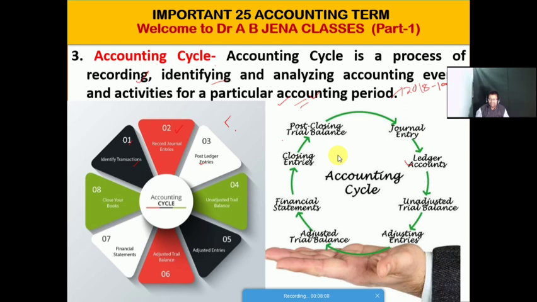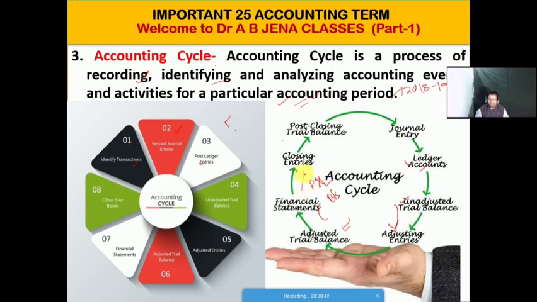After that there will be the ledger accounting. Then an adjusted trial balance will be prepared. Then there will be the adjusting entries. Then there will be the adjusted balance sheet. Then the financial statements will be prepared, like the profit and loss account, trading account, and balance sheet, to know the financial position as well as to know the net profit of the business. So these are the steps.